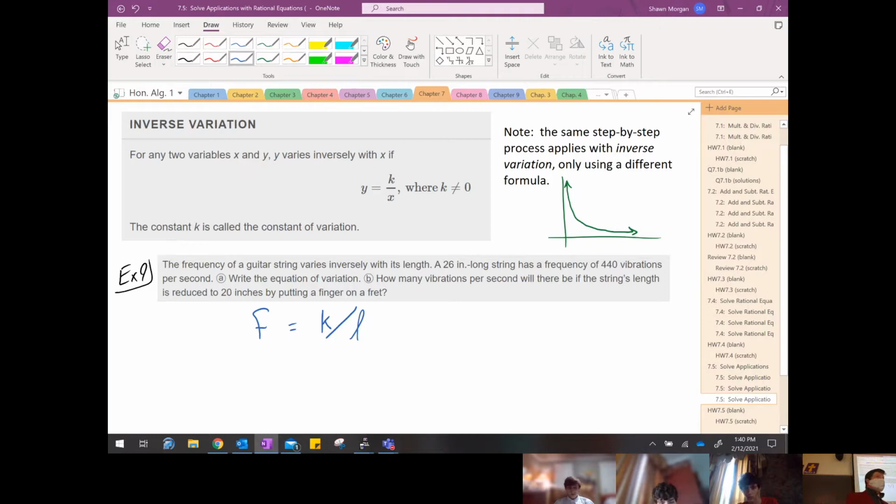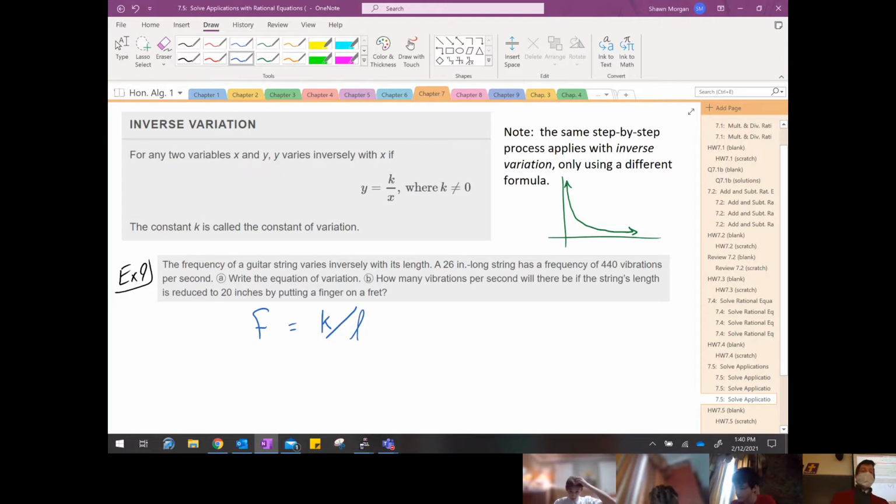Write the following down, because sometimes I get students that get confused between what's what on variation. If it's direct variation, you're multiplying. If it's inverse variation, you're dividing. That's a real simple way of looking at it. Direct variation is multiplying by your constant. If it's inverse variation, then it's going to be dividing. So if it says the frequency varies inversely as the length, frequency equals K divided by the length.